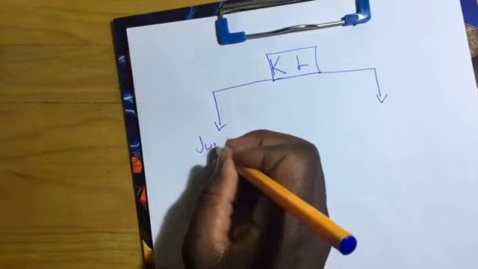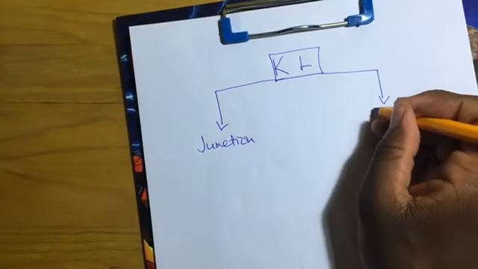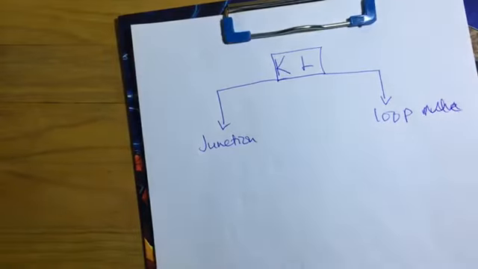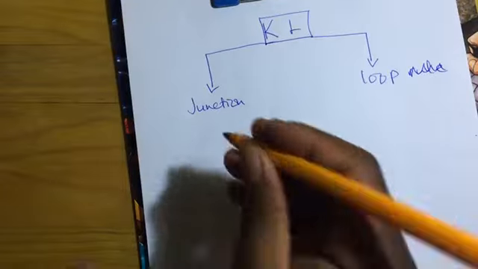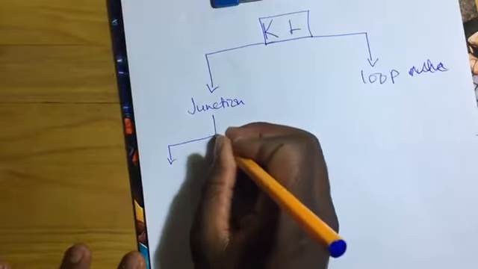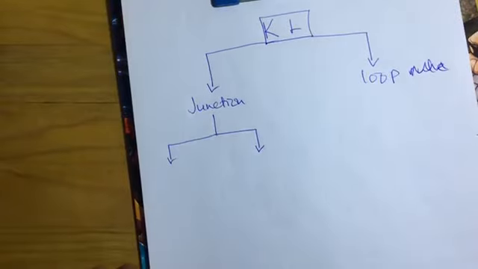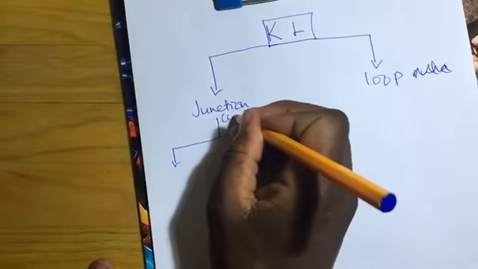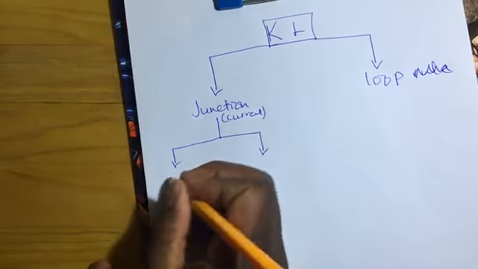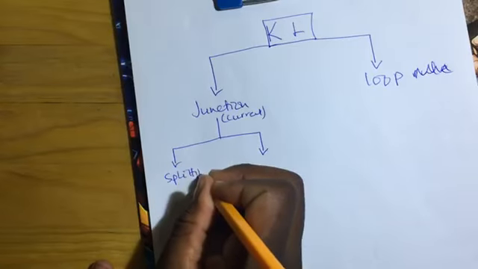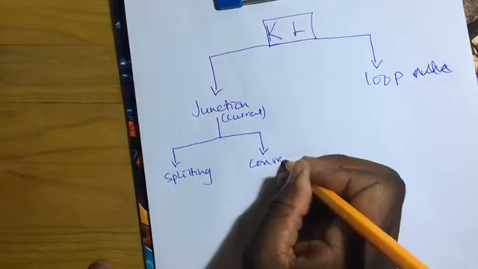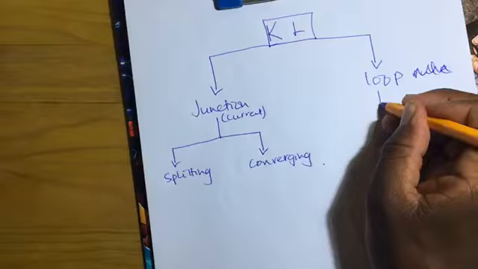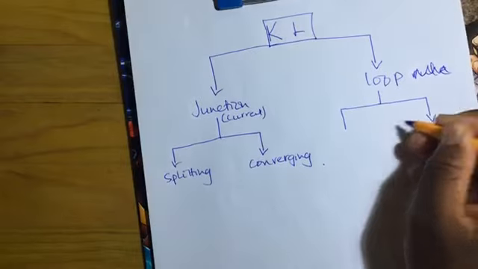We have the junction rule and the loop rule. Okay, junction and loop. Junction, there are two possibilities. Across a junction, we talk about current. Current is either splitting or converging. Okay. Loops. In a loop, what two things did we say we find in a loop?